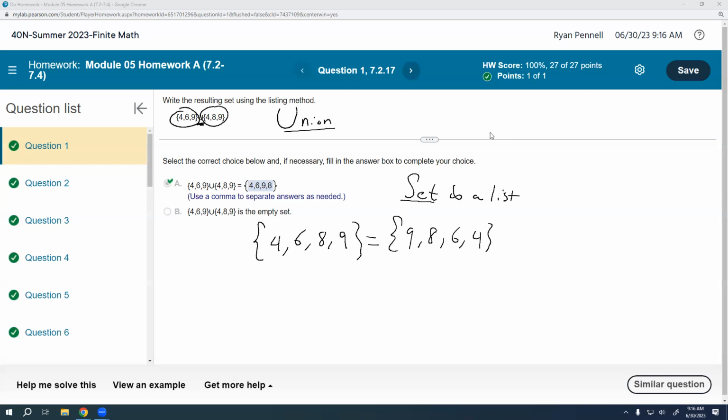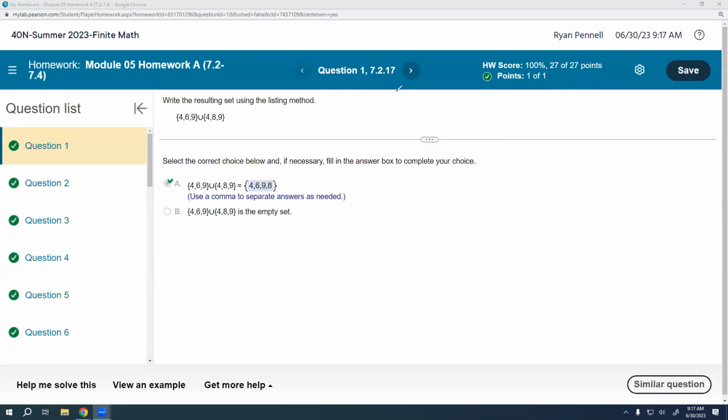And notice that there's nothing doubled up. There was a 4 in the first, a 4 in the second, but we would not write 4, 4, 6, 6, 9, 8. We're going to say that this is equivalent, but we're not going to write it this way. You're just listing the entries, not writing them more than once. So that's important to know. Look at the next one.